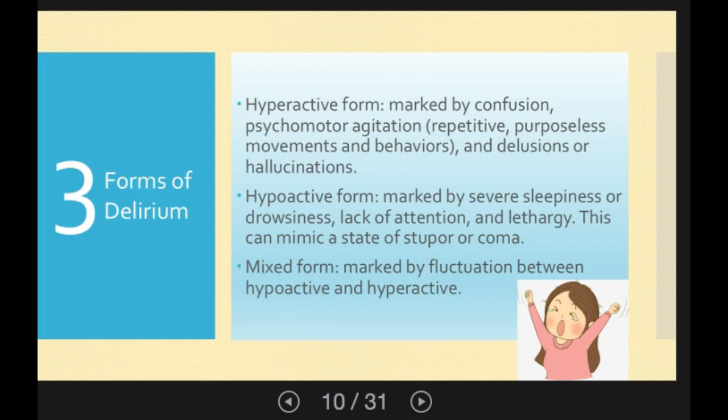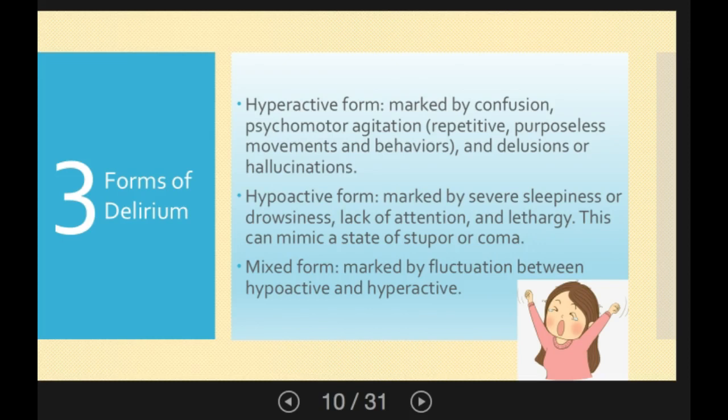Hypoactive form is known as the quiet form because it is less likely to be diagnosed and more common than hyperactive. It is noted to have higher mortality rate than hyperactive due to their inability to move, and it often is less recognized. Nearly half of hypoactive patients experience perceptual disturbances, such as aphasia or hallucinations or delusions.